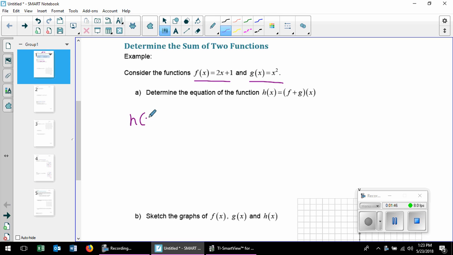So my h of x, I'm going to take the equation of f of x, and I'm going to add to it the equation of g of x. Why did I put them in brackets? If there were negatives, if we were doing a difference, you've got to carry that negative through the entire second one. So just keep that in mind. The use of brackets always reminds me that that's something we're going to do. They don't really matter right here. So this one's going to be x squared plus 2x plus 1.